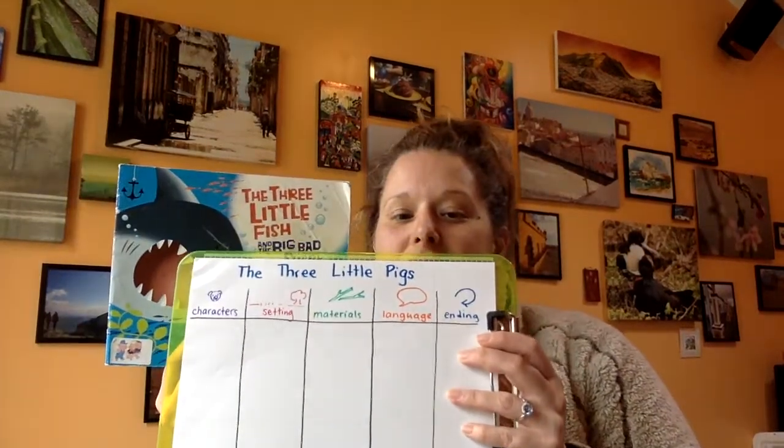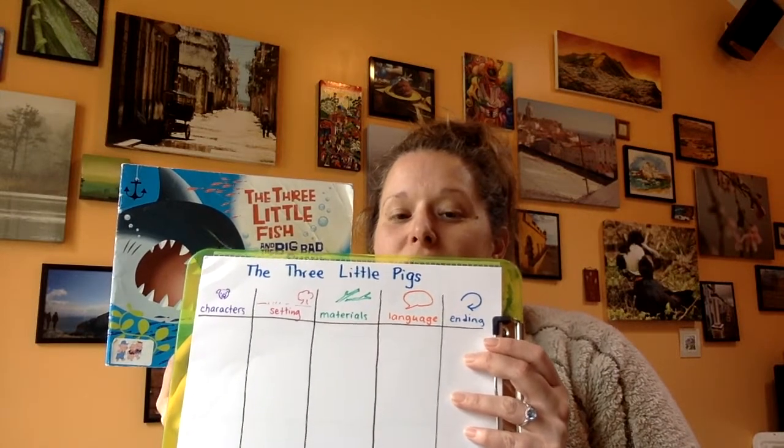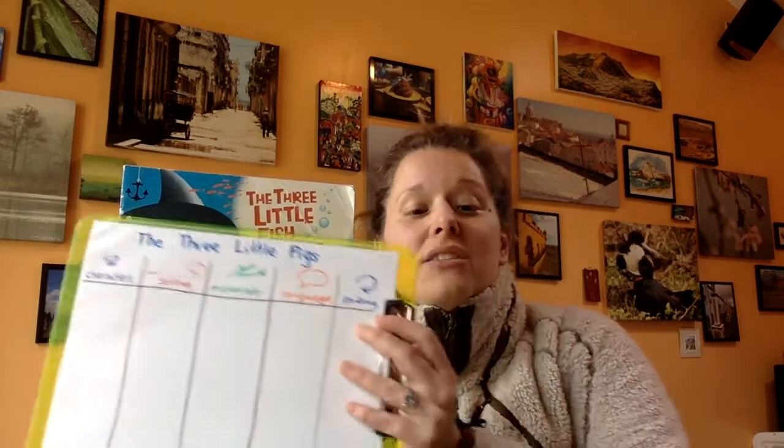So this story flipped the sort of good guy, bad guy, innocent, guilty idea. The materials were the same, the character was the same, the setting was the same, but the ending was different too. So let's read a new one today where there's a little bit more change going on. So this is The Three Little Fish and the Big Bad Shark. So if you think about that chart we started, what might be different? Character, setting, materials, language, and the ending.